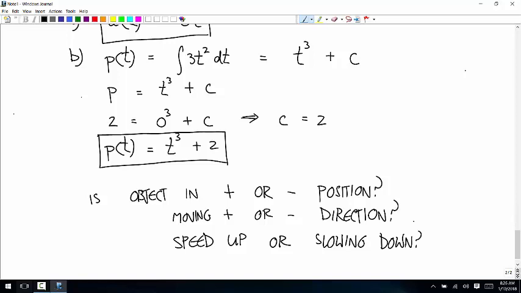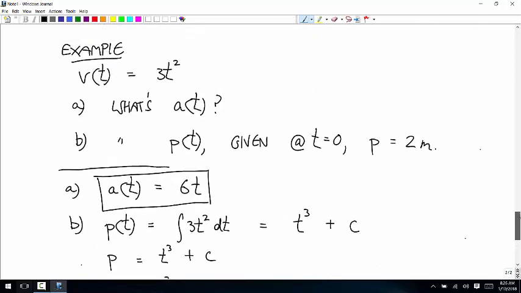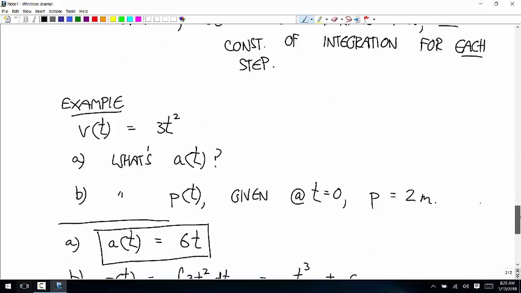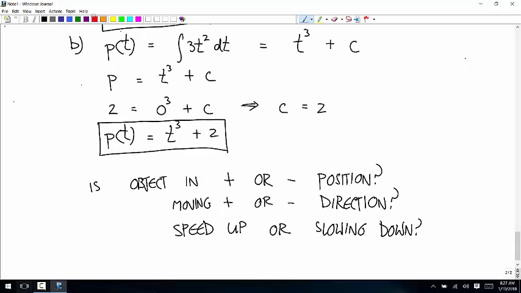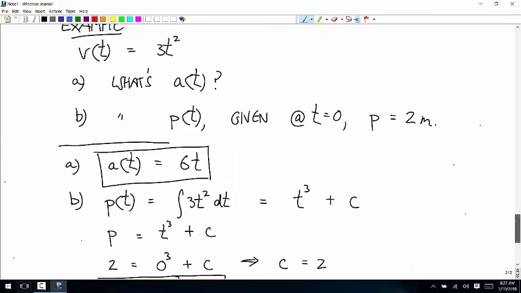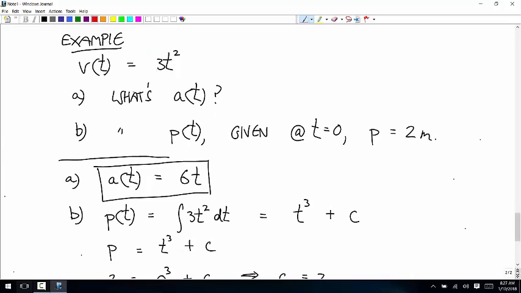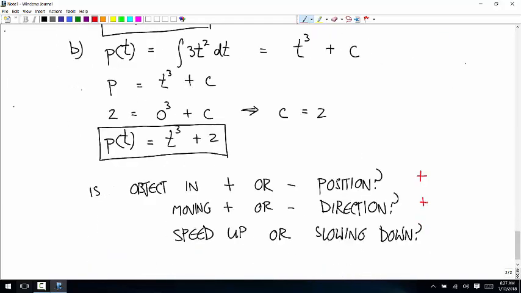Okay, so to figure out if it's in the positive or negative position, you look at the position versus time graph. That's this one. Is that ever negative? That's right. Time can't be negative, so this is always positive. The velocity function, well, it doesn't matter in this case. Can that ever be negative? Nope. So it's always moving in the positive direction.